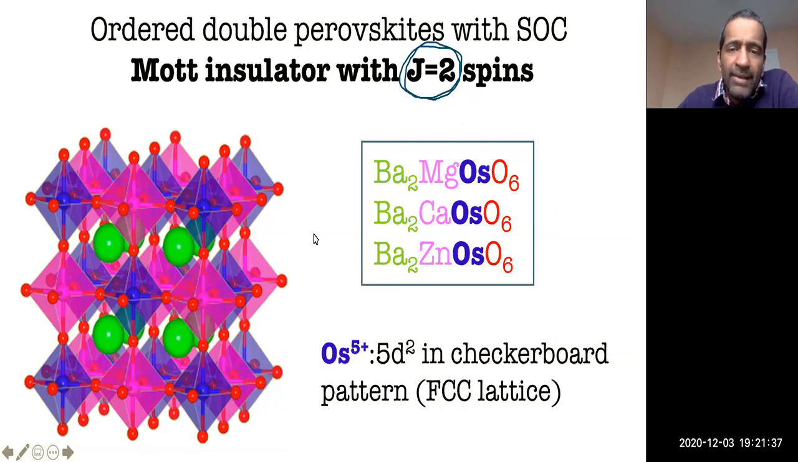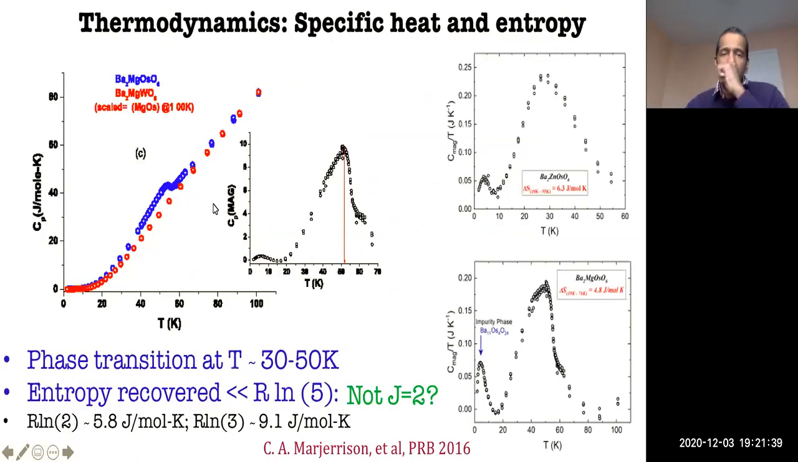And there were some puzzles in the data, very similar to the idea of hidden order that I mentioned in the uranium ruthenium 2 silicon 2 problem, although that's a much more celebrated example. Here, there are some similarities. You see something in the specific heat when you cool down the system: you go to about 50 Kelvin and you see evidence of a single phase transition. There's some impurity stuff happening at low temperature.